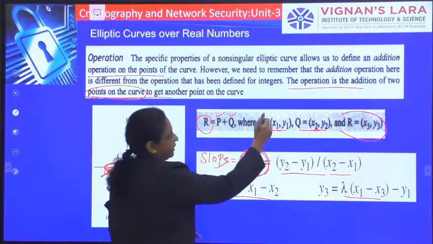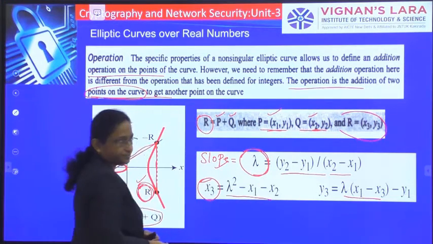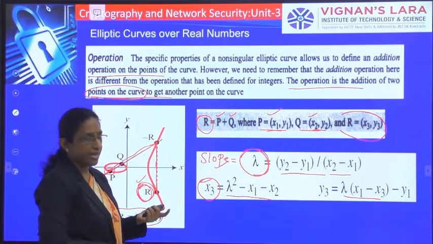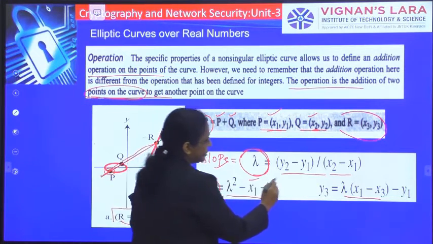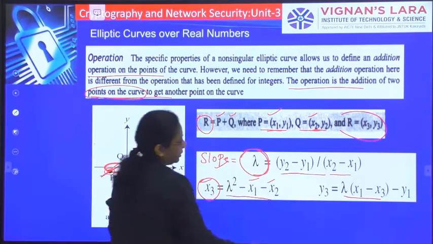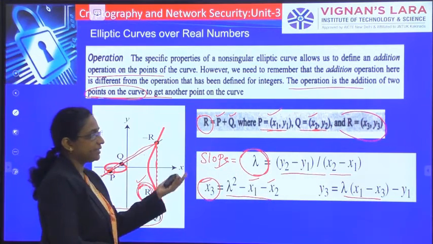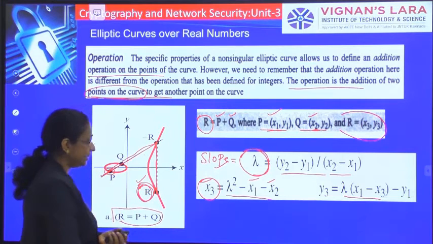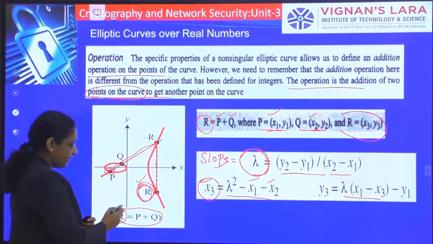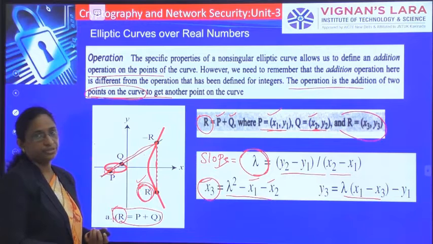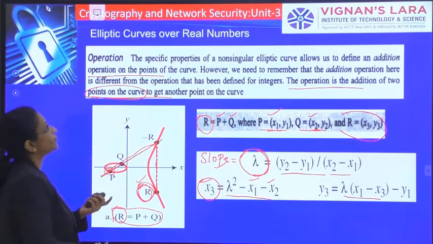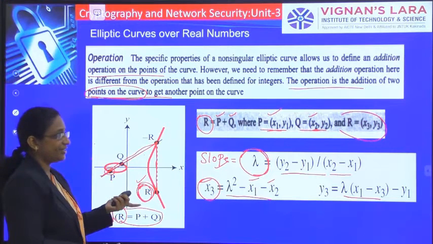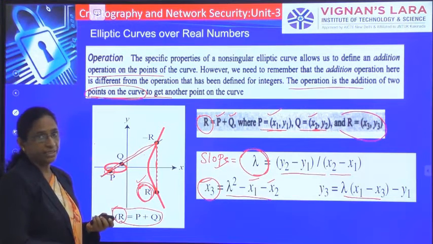Already we know our P and Q values, that is, our x1, y1, x2, y2 values. Placing those x1, x2, y1, y2 values and taking that slope value, we can get x3 and y3, which is nothing but the resultant of your addition operation. So that is the addition operation on the elliptic curve.